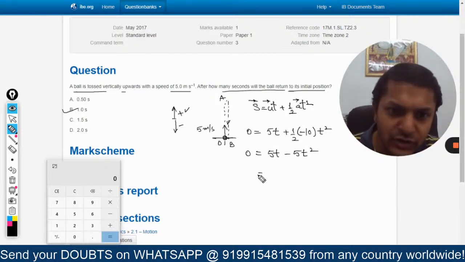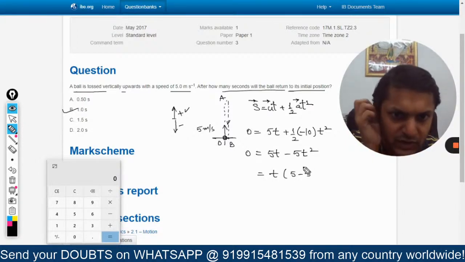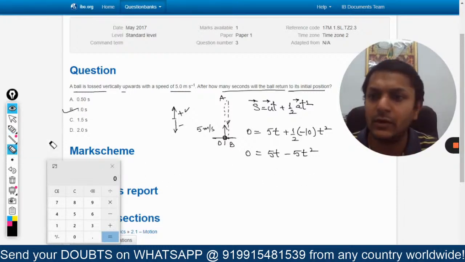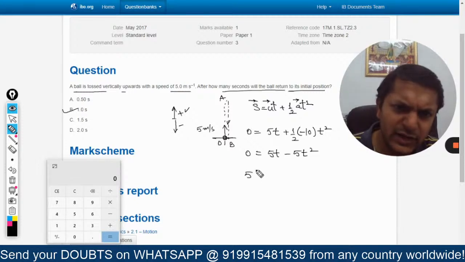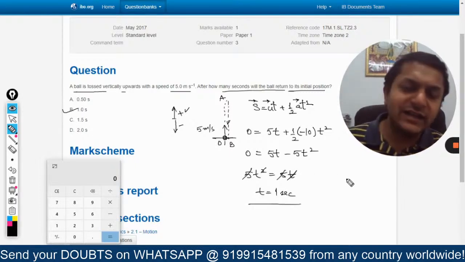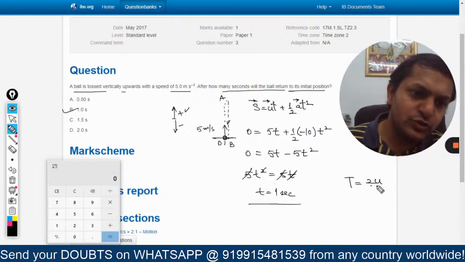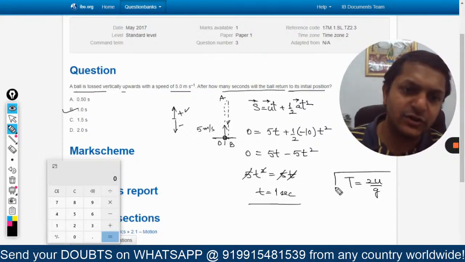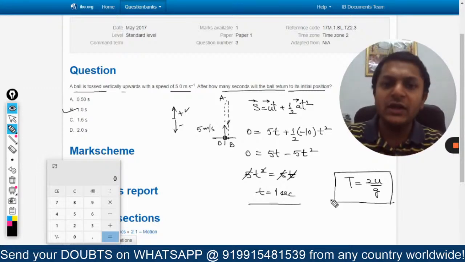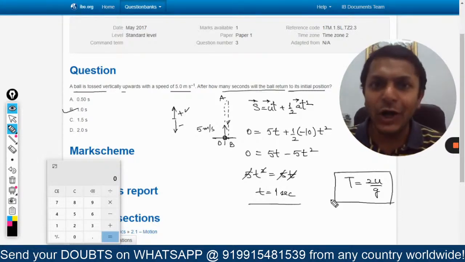5t will be taken common, sorry. Or I can do it like this. t is equal to 1 second. Although we know that the formula that is to be used for this kind of case is t equal to 2u by g. That is the general formula. It can be applied everywhere. Okay. So this is it. All the best. Bye.